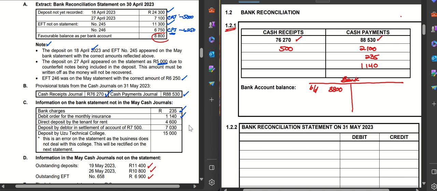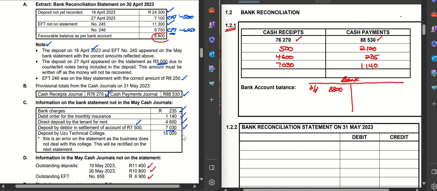Direct deposit by the tenant for rent. Direct deposit, so this is money directly being deposited into the account. So it comes to the CRJ, 4,600. The next one, deposit by debtor in settlement of account. If the debtor owed us, then they pay us 7,030. The difference, remember, is discount, but we don't record it here. We only want the amount we have received. So we're going to record our 7,030.